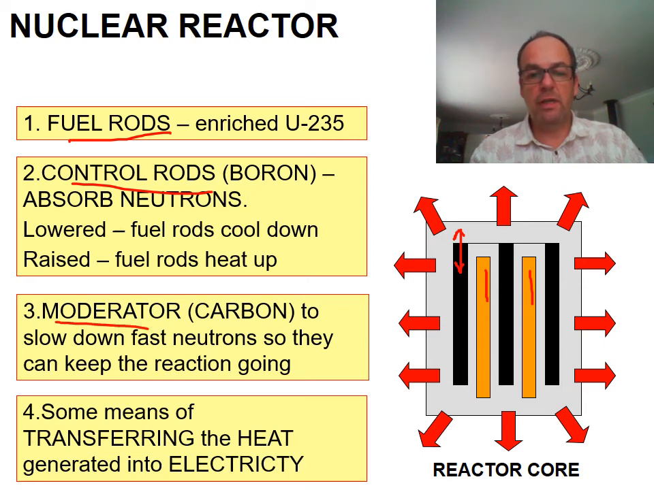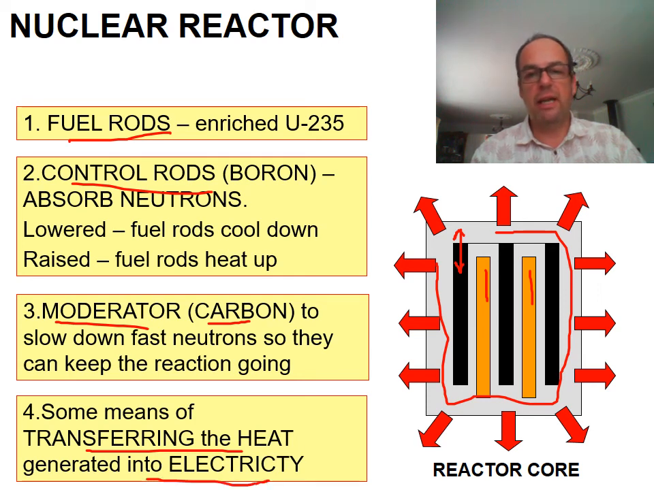Now the moderator, normally graphite or carbon, as I've said here, is the grey material that's around the rods, both the fuel rods and the control rods. The moderator slows down those fast-moving neutrons so that they can be absorbed by the uranium-235 and cause fission. Now the whole point of this is that a lot of energy is produced in the form of kinetic energy of neutrons, but that will quickly become heat energy, and so what we want to do in a nuclear power station is transfer the heat that's being generated in the reactor and turn it into electrical energy.